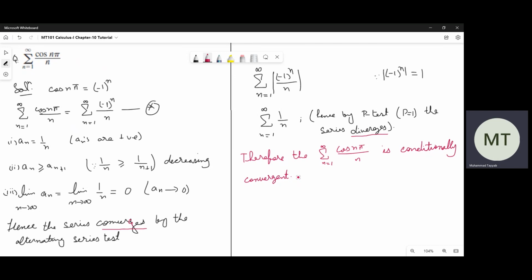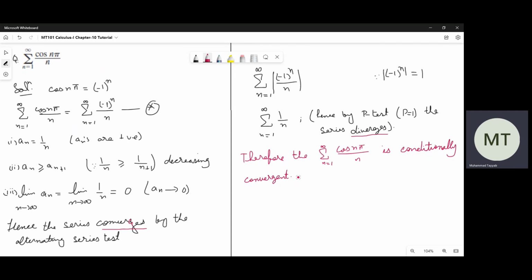Now in that case, cos of n pi, so I have technically checked both aspects of convergence: by the alternating series test, as well as by applying the absolute values. For the absolute values, the series was divergent, but the normal series is convergent. So these kinds of series are called conditionally convergent series.